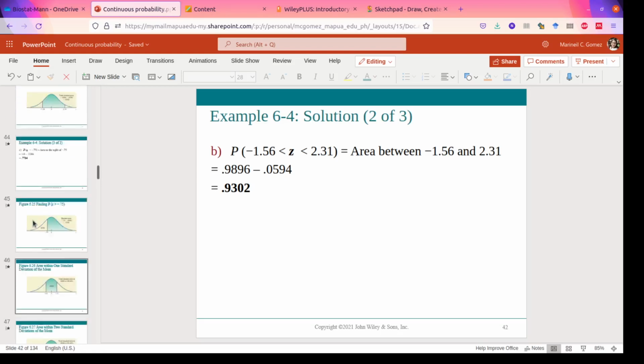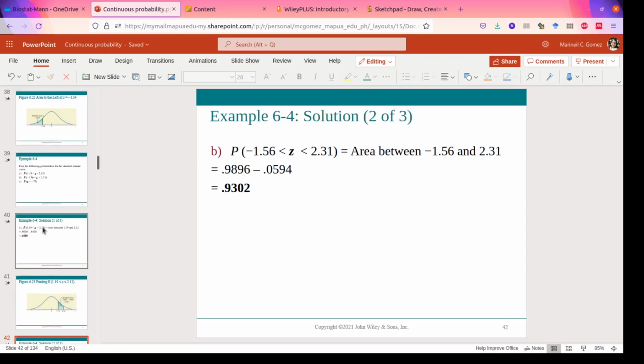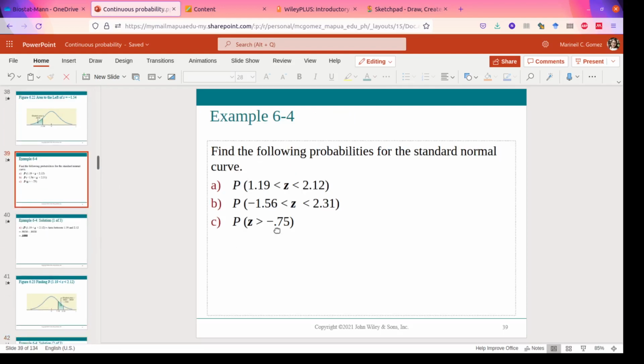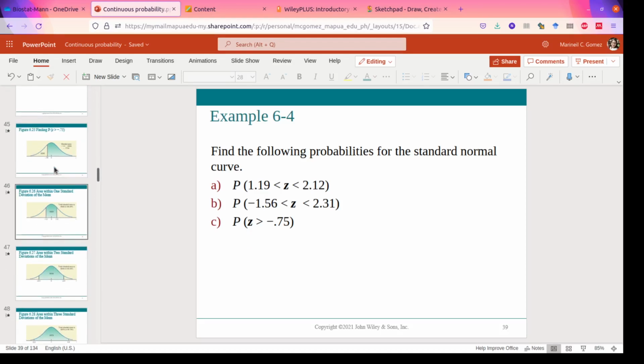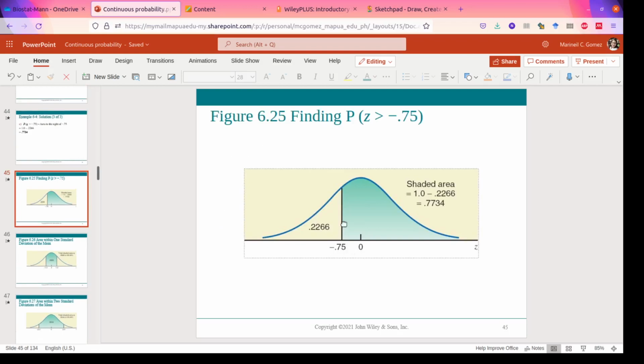How about another example: z greater than negative 0.75. That means to the right of negative 0.75. So what is the area to the right of negative 0.75? Since the data in the table is to the left, to get the area on the right, just subtract from 1, because the total area under the curve is 1.0. So subtract it from 1.